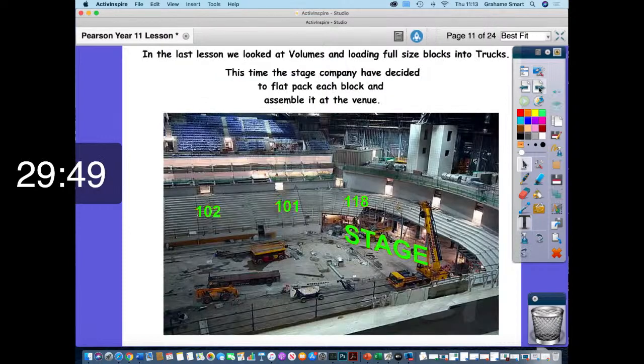Okay, so in the last lesson, we looked at volumes and loading full-size blocks into trucks to get to the venue. I'm just going over the same picture again, but you can see there's cranes and all sorts of equipment that bring stuff in. Then the stage is assembled, or the boxing ring or the tennis court or whatever it is they're doing for the event. This is actually the O2 again. They have lots of different events at the O2, like pop concerts, boxing matches, gymnastics, all sorts of different events. So depending on what the event is, depending on what you'll be constructing. But I think it's safe to say we're constructing stages here.